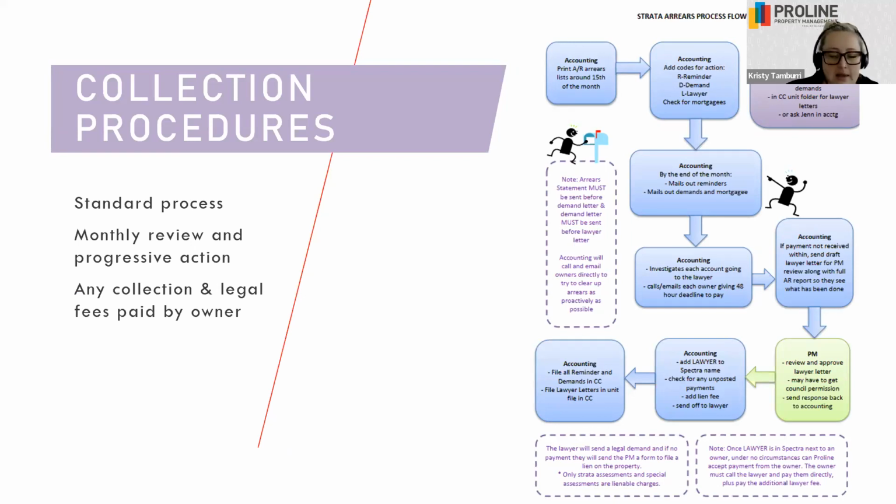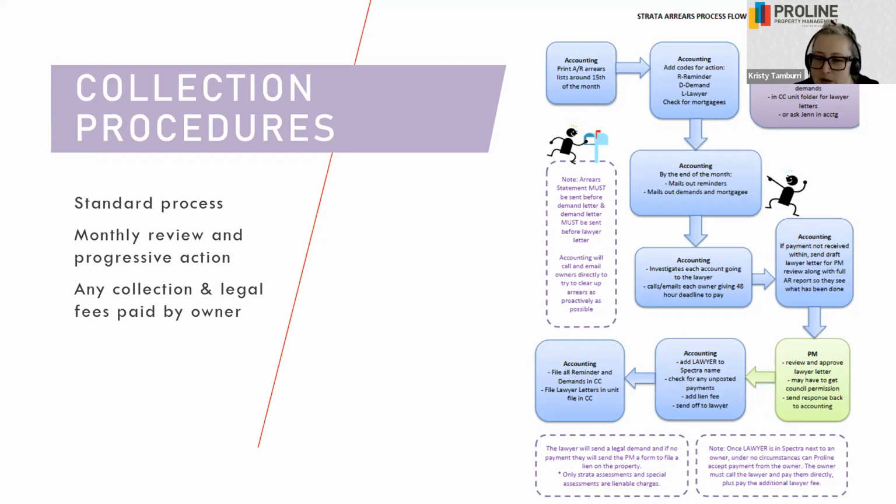So we've talked about the income, we've talked about the expenses, but what happens when owners who are responsible to pay their strata fees on the 1st of every month don't? The council manual outlines this really thoroughly, and if you have eagle eyes, you might be able to read the flow chart on your screen. However, it is in the Strata Council Manual, so you can go back and review it. But it basically outlines the process that Proline follows in order to ensure that each strata corporation's arrears are being handled appropriately.